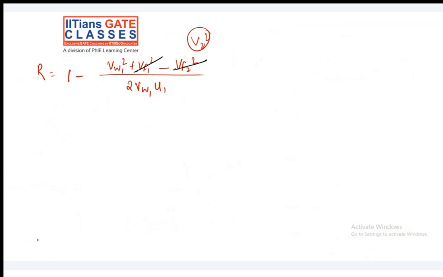So now my expression for degree of reaction is 1 minus vw1 square upon 2 vw1 u1. Can I write this as 1 minus this square, and this one got cancelled out. So 1 minus vw1 upon 2 times u1.